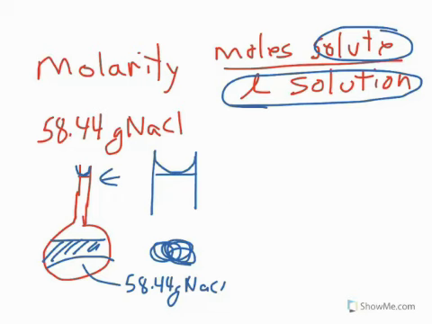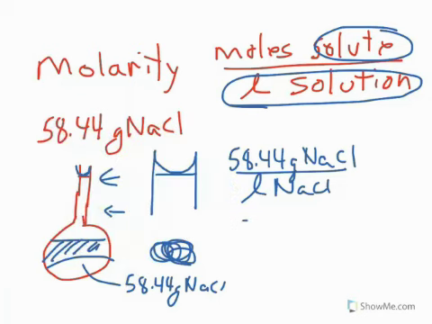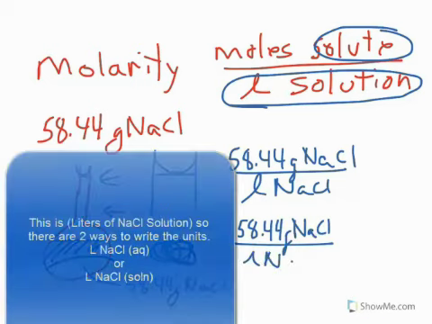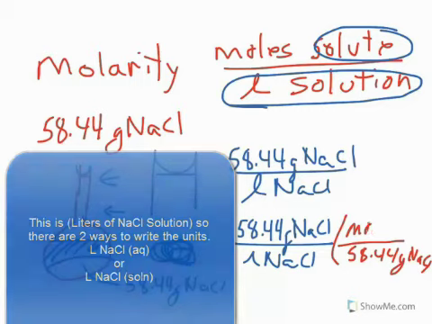So in this flask, I have 58.44 grams of sodium chloride per liter of sodium chloride solution. And that is a concentration, but we don't like that. We usually use moles per liter, so I convert it. 58.44 grams of sodium chloride per liter of solution times the molar mass, which turns out to be 58.44 grams of sodium chloride per mole of sodium chloride.